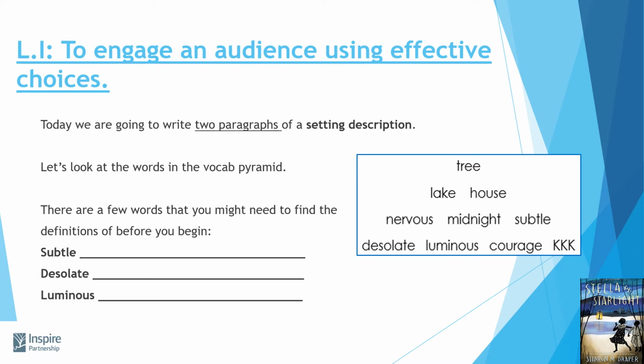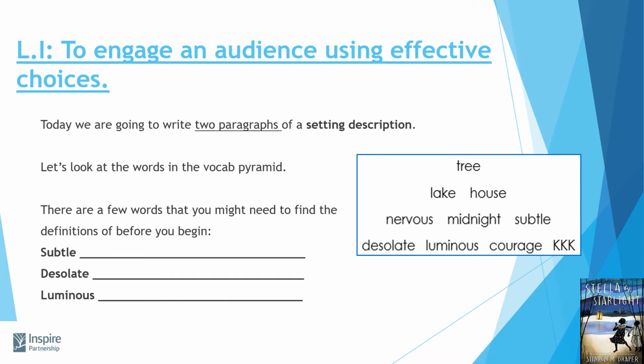So let's have a little look at the words that I'm going to use in the vocab pyramid. In the box on the right hand side, you can see at the top there we've got the word tree. Then underneath that you've got lake and house. And then the third line down you've got nervous, midnight and subtle. You don't pronounce that B. Then on the bottom line, you've got desolate, luminous, courage, and KKK.